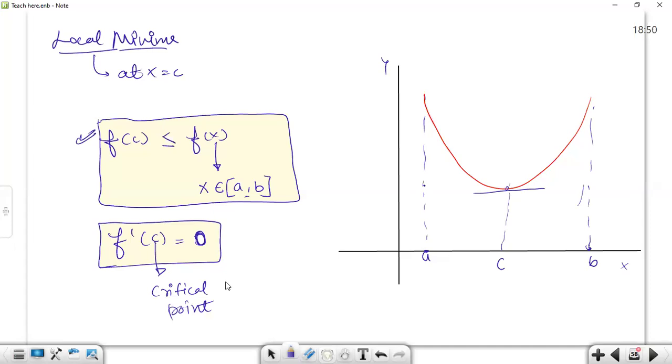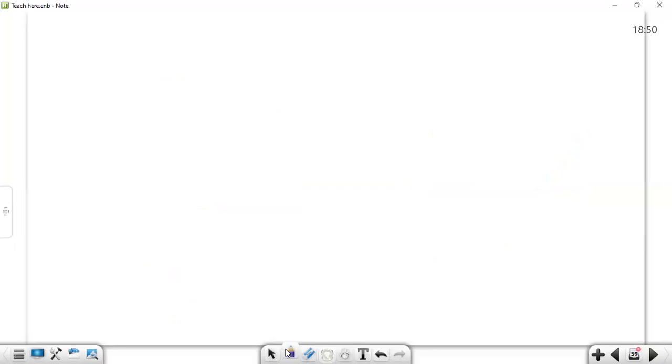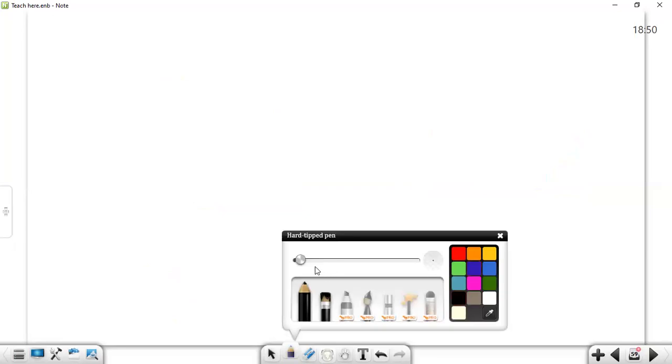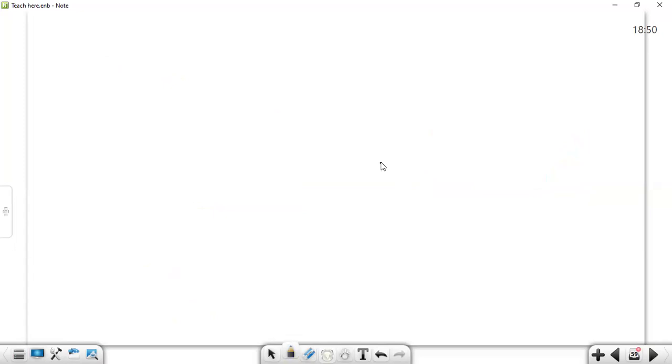So basically, let's revise. As we were doing a recap, let's discuss one more thing. Let's discuss how we can know that on this particular point or in this particular period, there is a local maxima or local minima. So there are two tests for this. First test is the first derivative test.